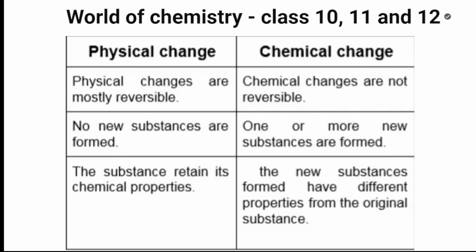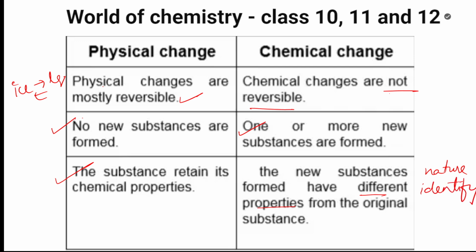Now see the complete table. Always remember, physical changes are reversible. Example, ice getting converted to liquid water, or liquid water getting converted to ice. Chemical changes are not reversible because once a new substance is formed, like burning a magnesium ribbon, it gets converted to ash. That's not reversible. In physical change no new substances are formed. Here, one or more new substances are formed. In physical change the substance retains its chemical properties. Here, no. The new substance will have a different property, a different nature, a different identity. So note these differences.